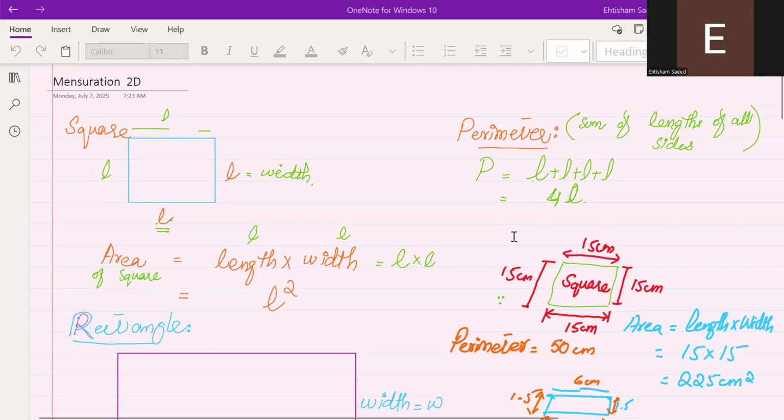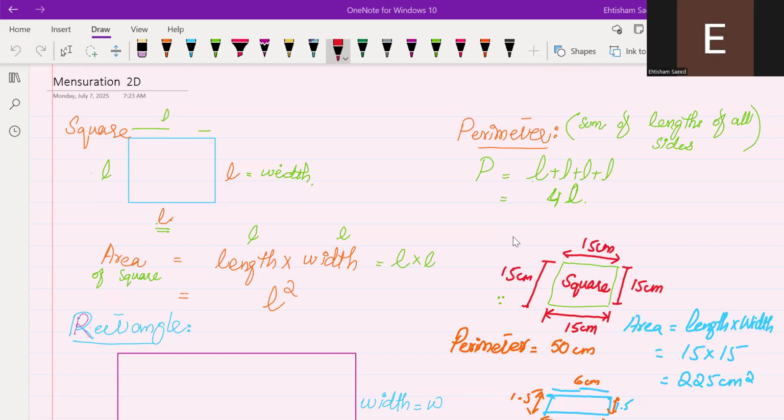Hello, dear students. Today we are going to discuss the topic of 2D mensuration. We will be discussing all the two-dimensional shapes in this lecture. So first of all, talking about the square.